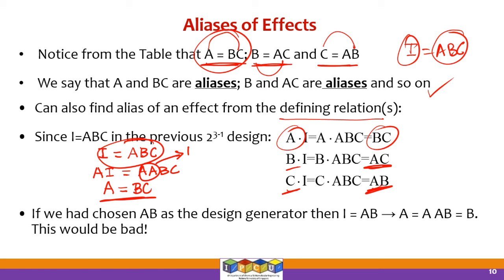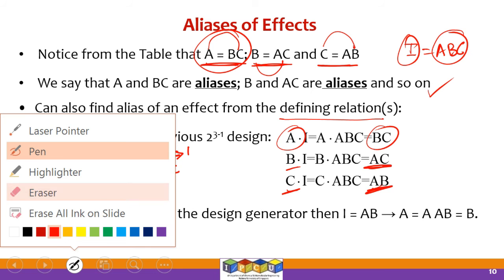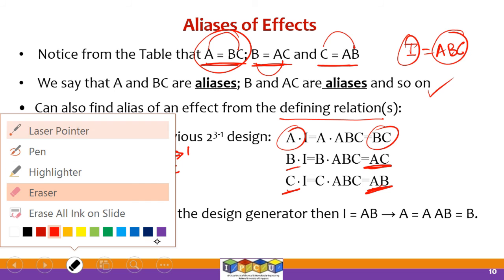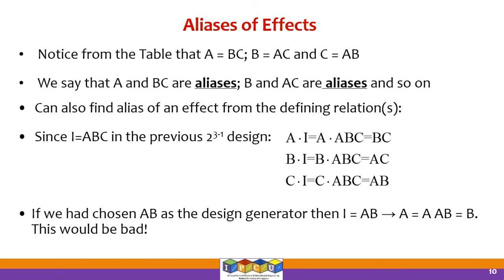Now the question is, what if I had chosen some other design generator or some other defining relationship? That is what we are trying to see here. If AB were chosen as the design generator, the defining relationship would be I is equal to AB. Now, if I is equal to AB, and I multiply both sides with A, I will get AI is equal to A times AB, which would mean that A equals B.